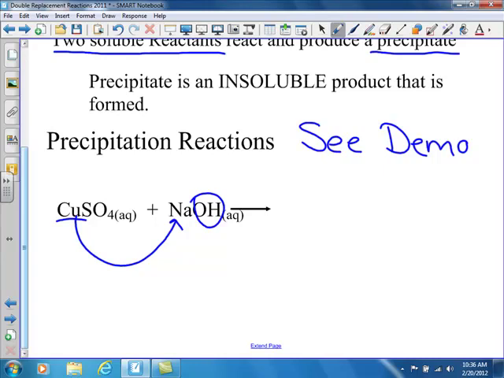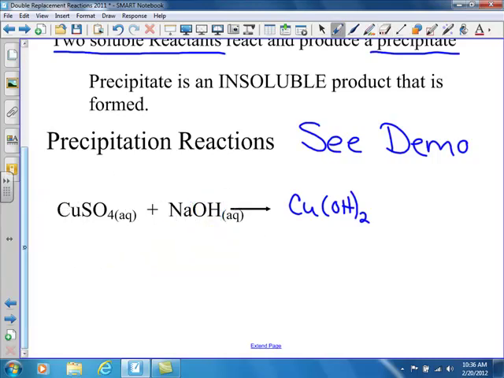Now, you do have to pay attention to charge. This copper is a +2 charge. Hydroxide is a -1 charge. So my product is going to be Cu(OH)2. Okay, so that's my first product.